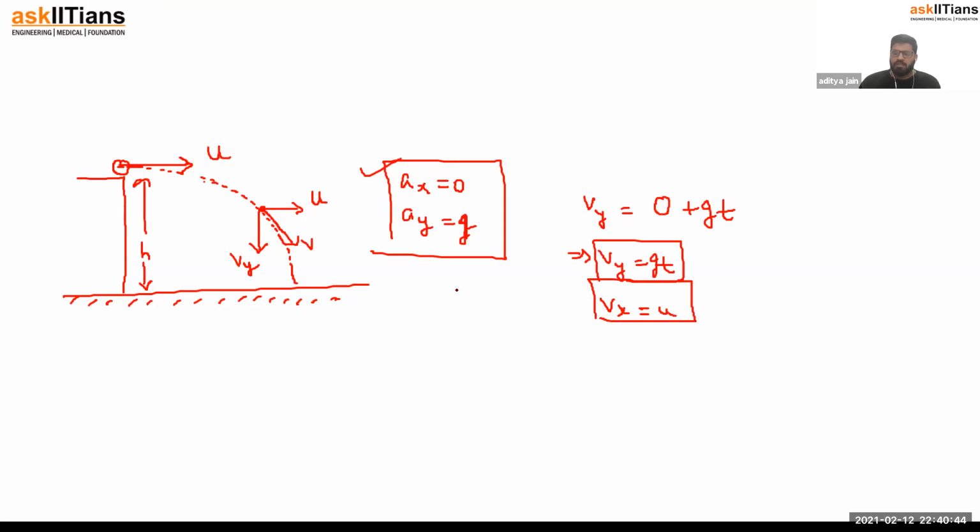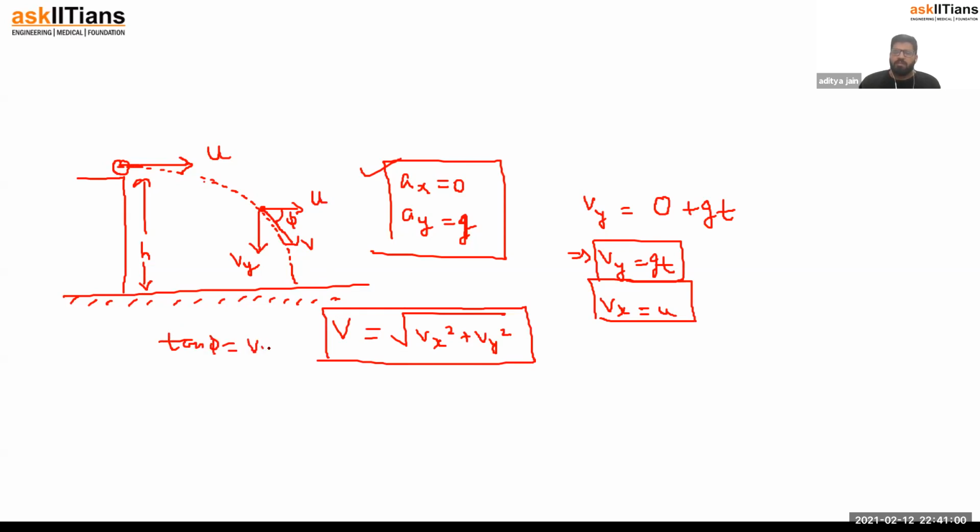Because acceleration along x is 0, can I say at any general point v will be equal to the square root of vx square plus vy square, that we have already learned by the parallelogram law, how to find the resultant. And suppose it is making an angle phi with the horizontal, so then tan phi will be vy over vx.